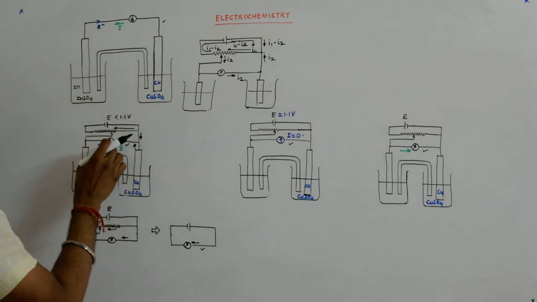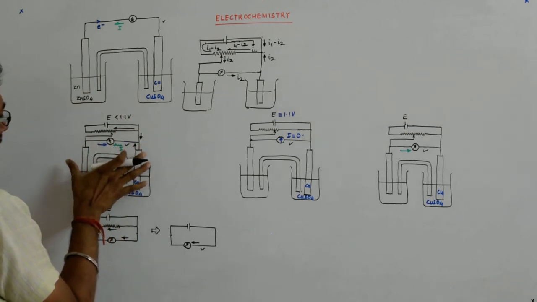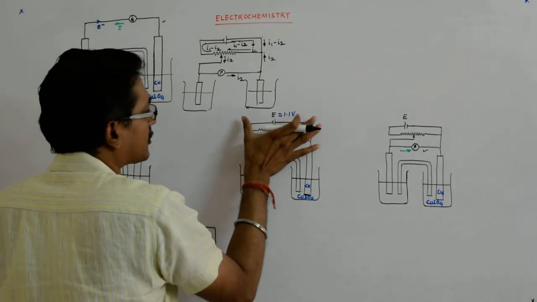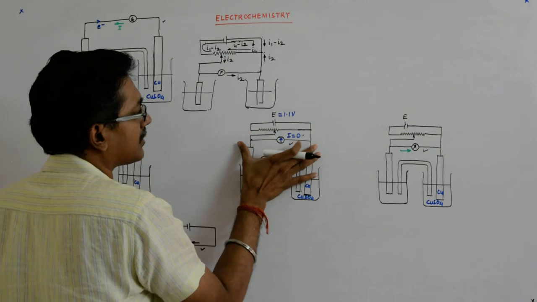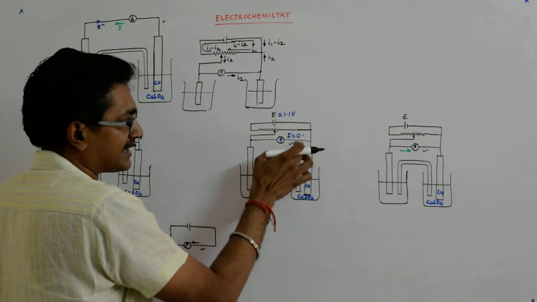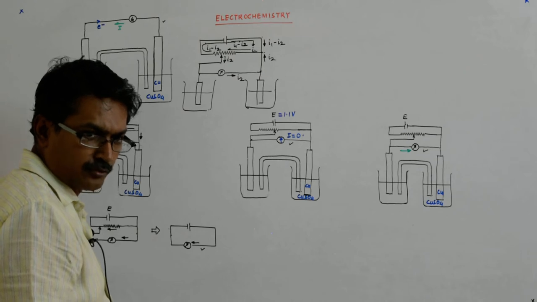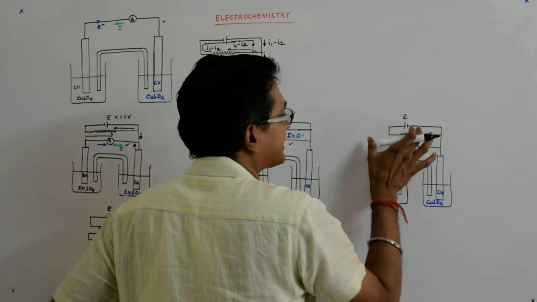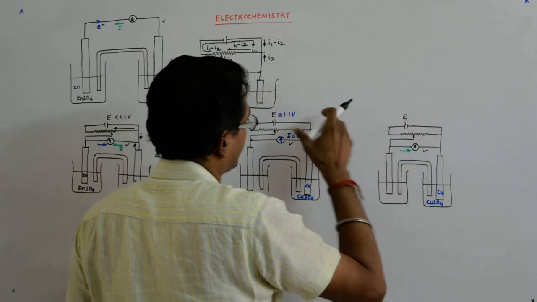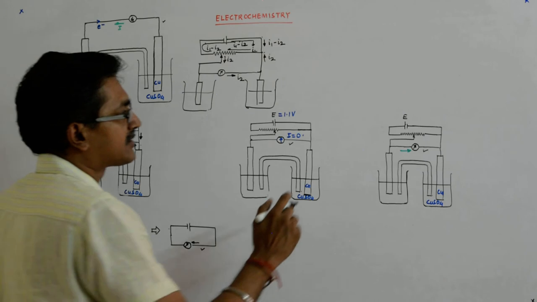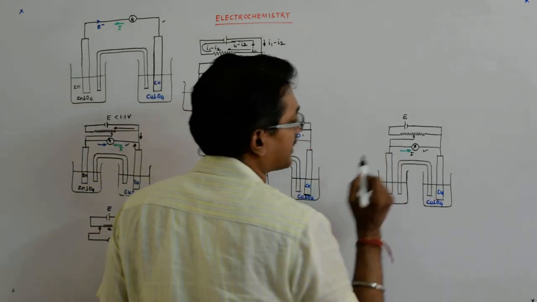Right. So what happens when it is less than 1.1, it starts reducing. When this becomes equal to 1.1, it actually balances this, and it does not allow any current to flow. And if you exceed this, if you flip the polarity, then it starts forcing a current in the opposite direction.